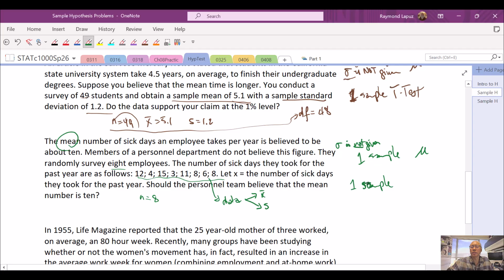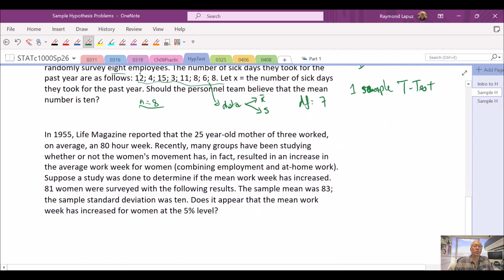Sigma is not given, and so we're going to use a t-test. And again, if we're using a t-test, we better be ready to figure out what df is, and it's going to be n minus 1. So they gave us n is equal to 8, so n minus 1 is going to be 7. All right, let's see, one more.